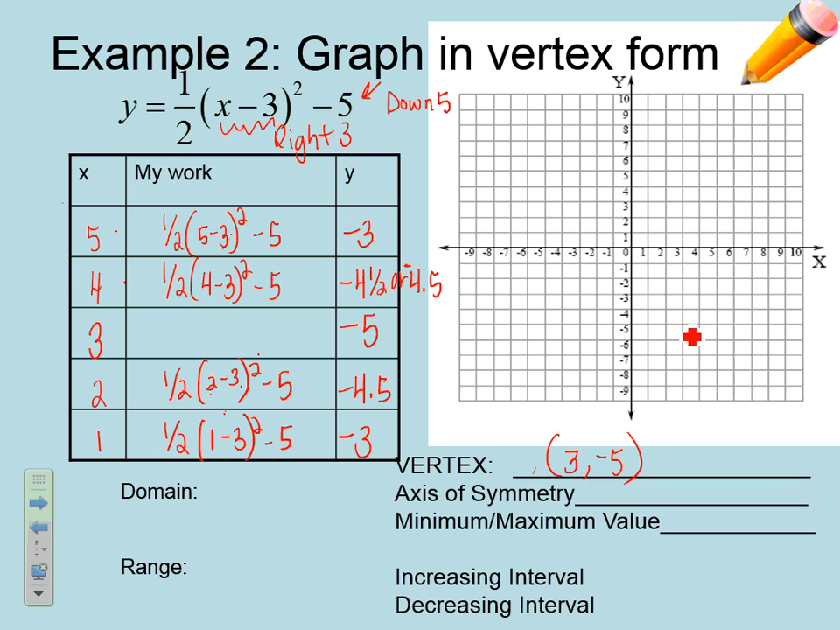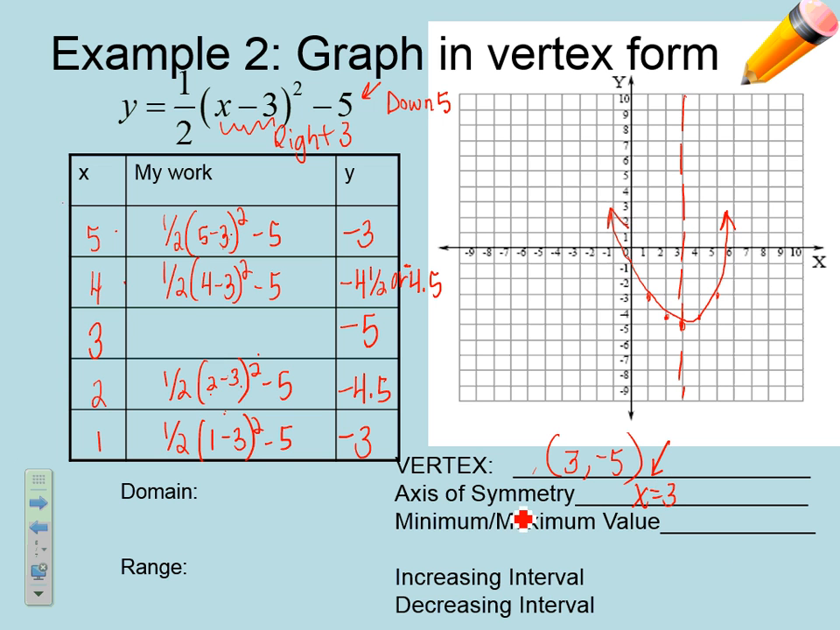3, negative 5 is my first point. 4 and negative 4.5. 5 and negative 3. 1 and negative 3. Draw my U shape. Hopefully your U shapes are better. Okay, axis of symmetry. Always draw that in. X equals 3. You've got to have that x equals.